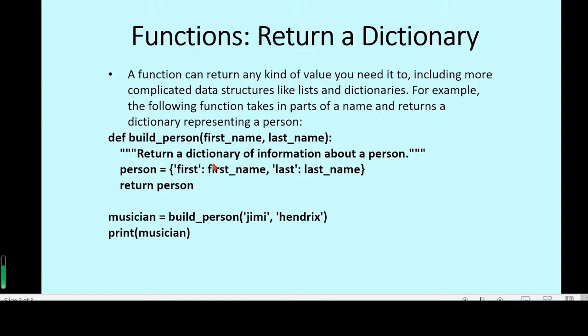First, the key first has the value of the first name passed in, and the key last has the value of the last name passed from these positional parameters. Then the function returns person, this dictionary, when you call this function. So next we call this function buildPerson with information for first name and last name passed in.